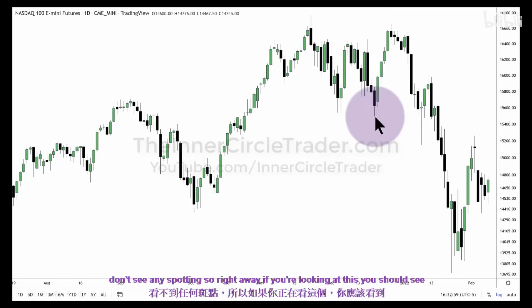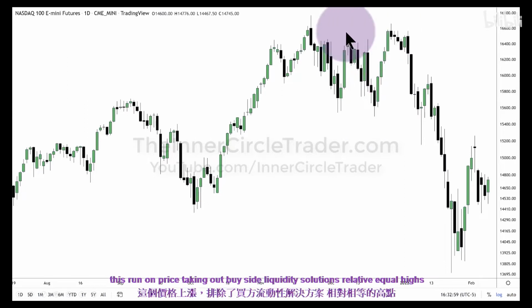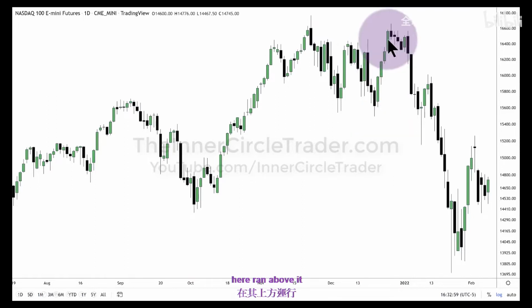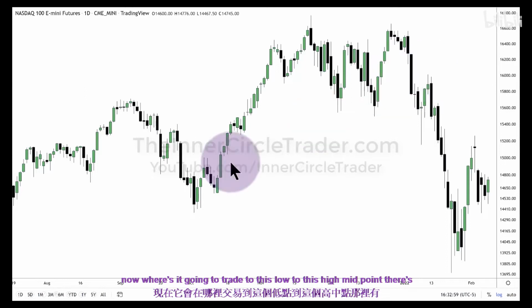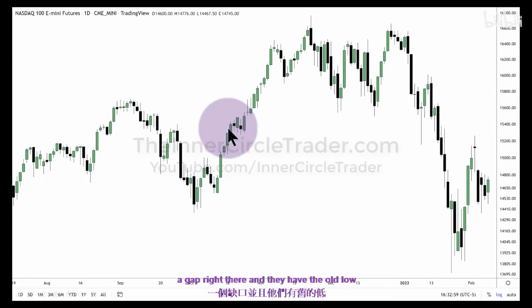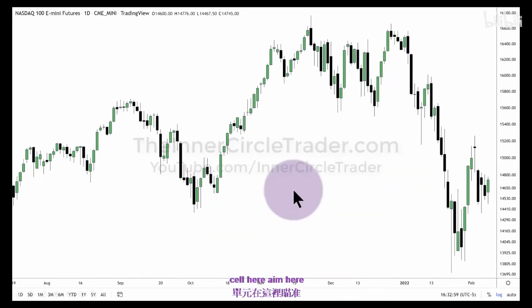So right away, if you're looking at this, you should see this run on price taking out buy side liquidity. See all these relative equal highs here? Ran above it, then broke below a swing low. Created what? Fair value gap. Trades up into it. Now where's it going to trade to? This low to this high, midpoint. There's a gap right there. And then you have the old low. Sell here, aim here, or here, and it runs it out.